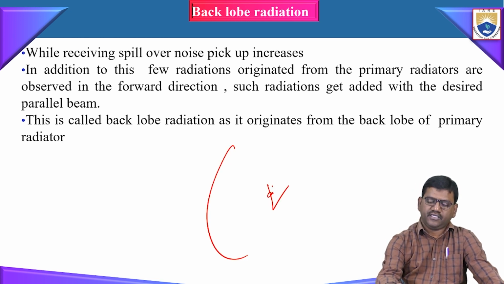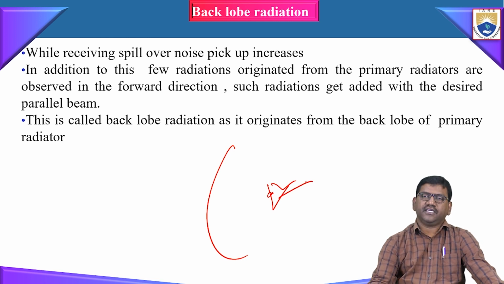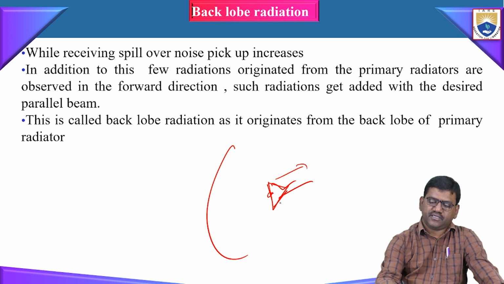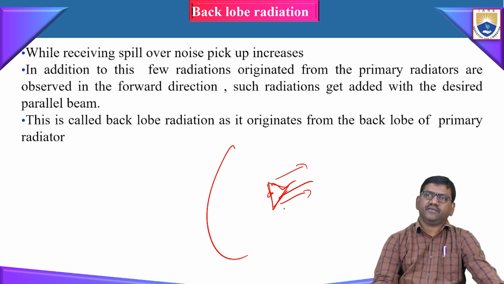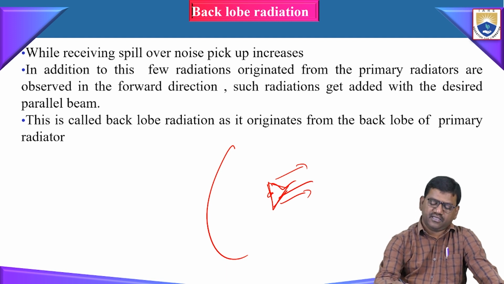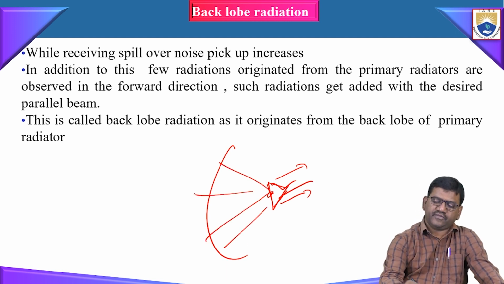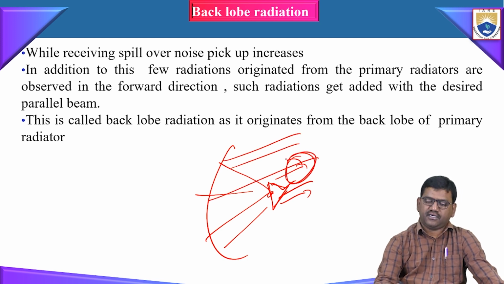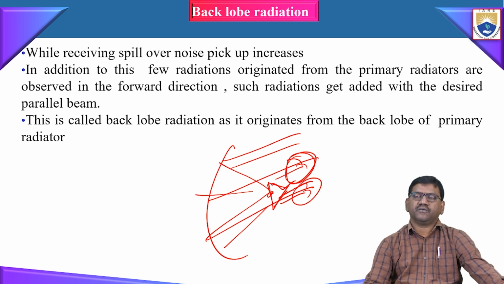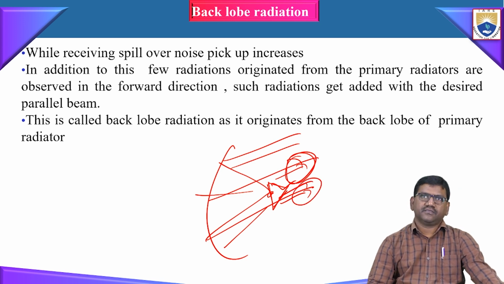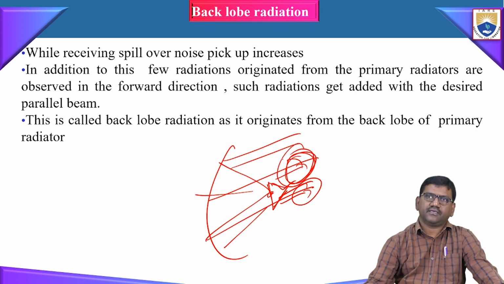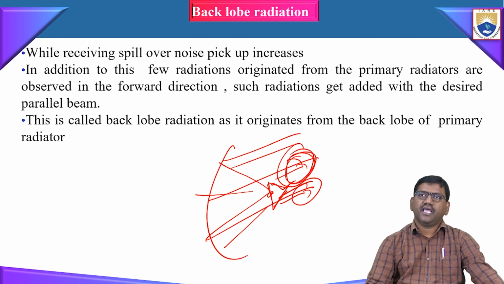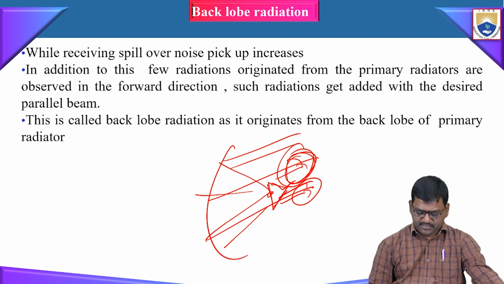Suppose this is the focal point here. If the device is not fixed properly, some radiations will be coming from the backside of the active element. Some of that radiation falls on the parabolic reflector antenna and is reflected. This reflected energy adds with the back radiations. Hence the field strength in the back lobe will be increased. Hence the name back lobe radiation, as it originates from the back lobe of the primary radiator.